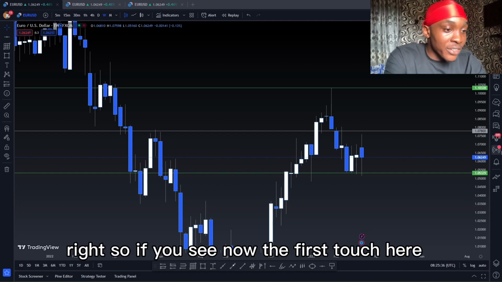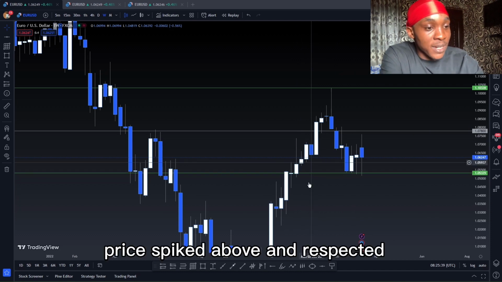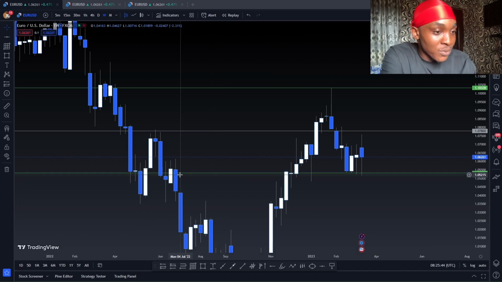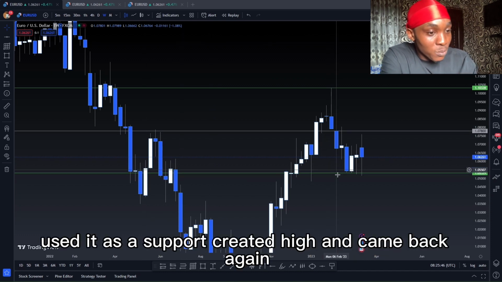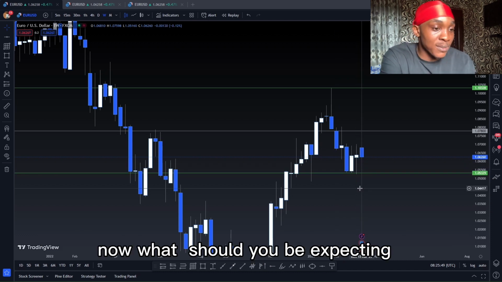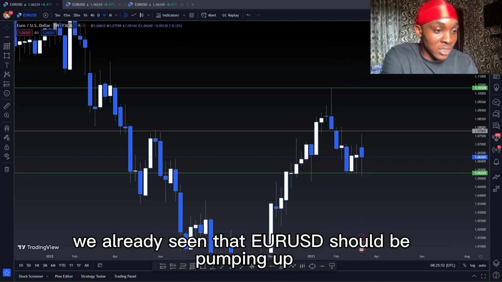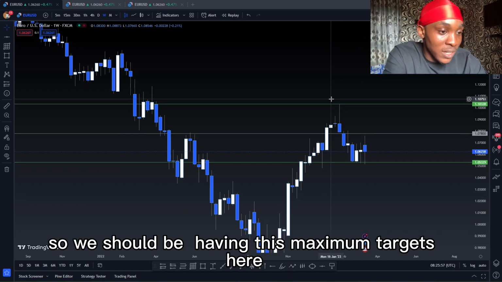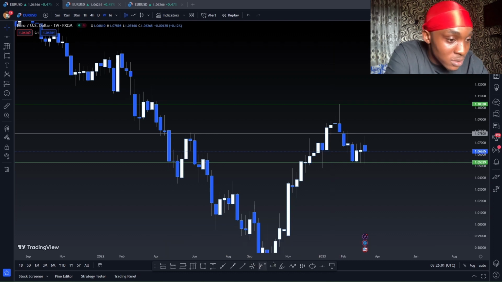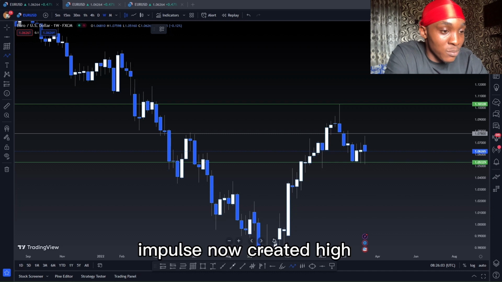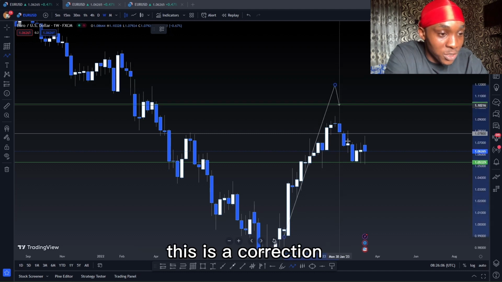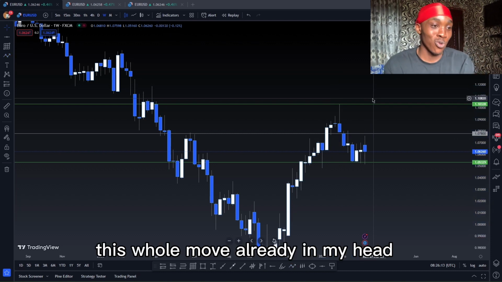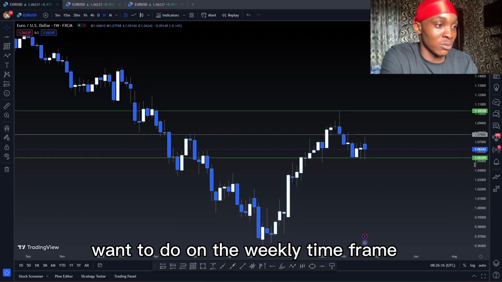trading, right? So if you see now, the first touch here, price spiked above, respected this monthly low, which is also a weekly level, went up and came back again, used it as a support, created a high, and came back again. Now what should you be expecting? We're already seeing that Euro USD should be pumping up. So we should be having this maximum target here, something like this: an impulse that created a high, this is a correction, then another break to the high. So I already have this whole move in my head, and this is what Euro USD wants to do on the weekly time frame.